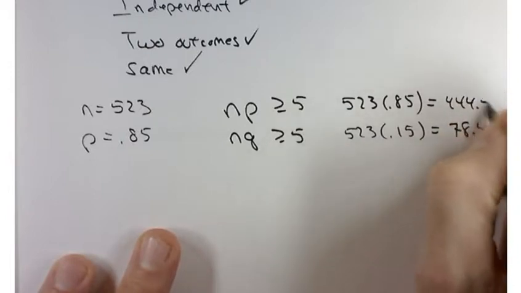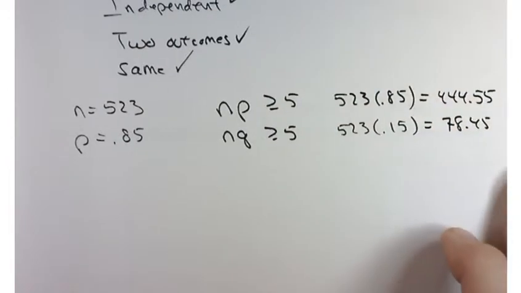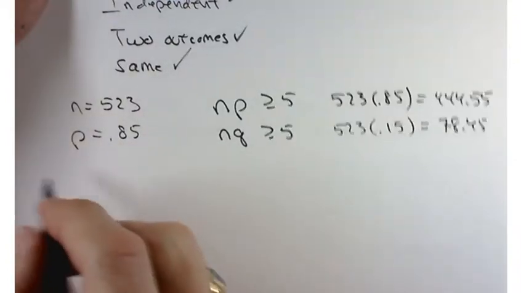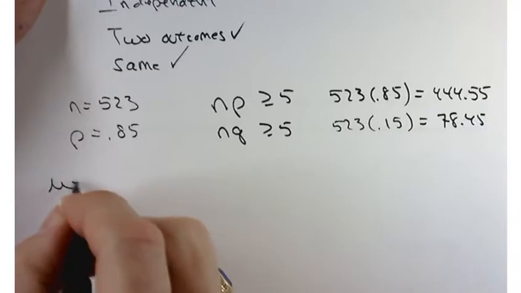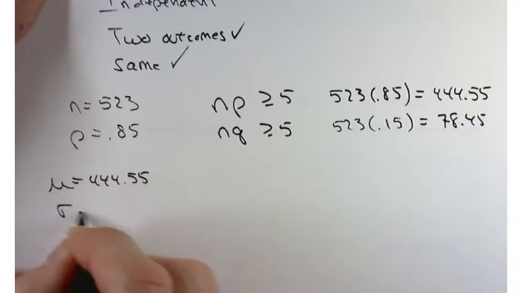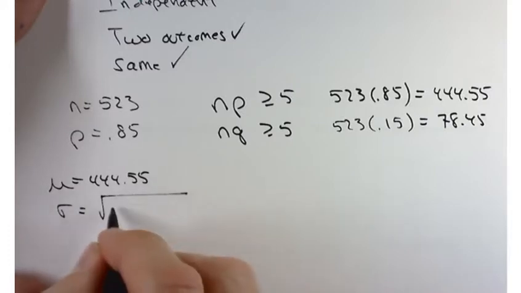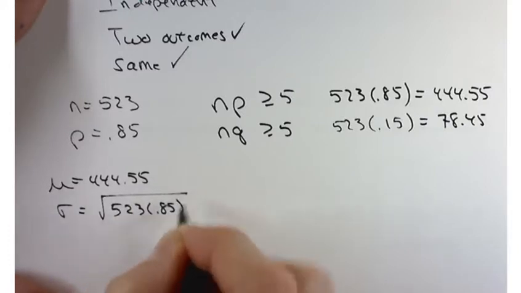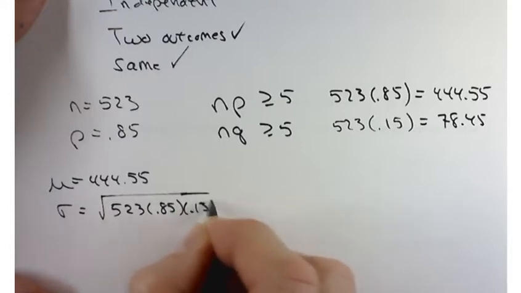444.55. There's also another convenience about checking your assumptions here. We needed this number anyways, right? That's our mean for this. Then we need to figure out what the standard deviation is. So mu equals 444.55. Standard deviation is going to be the square root of 523 times 0.85 times 0.15.